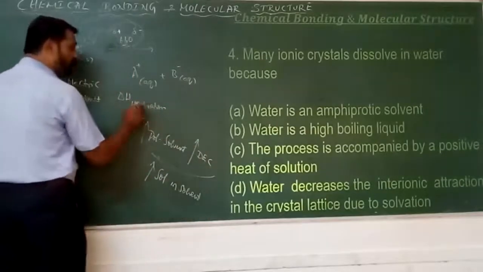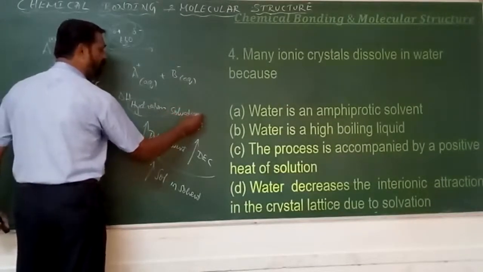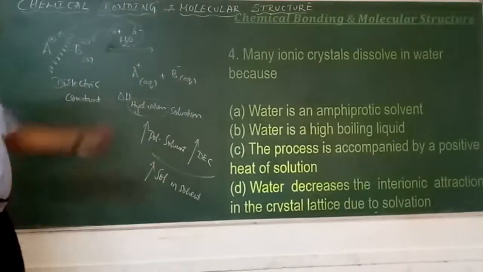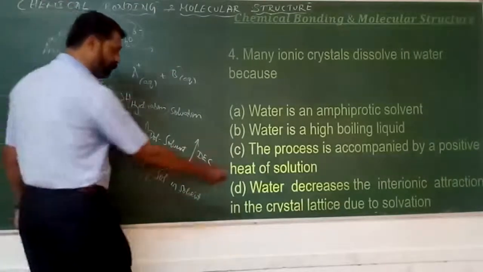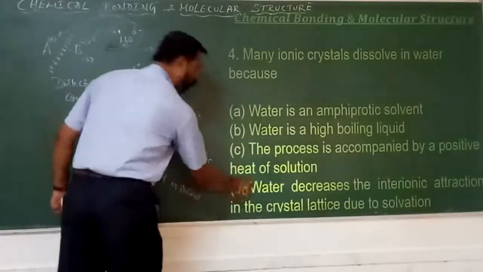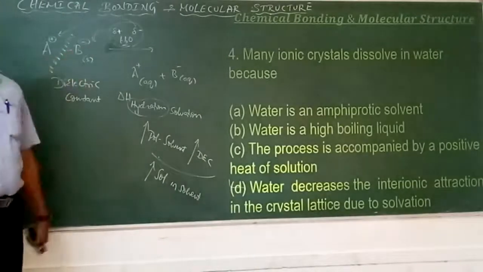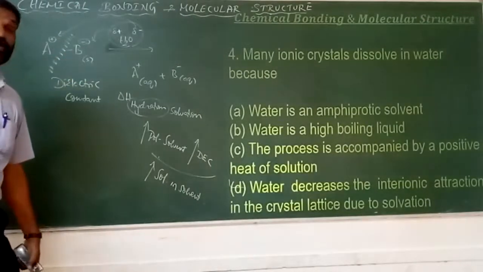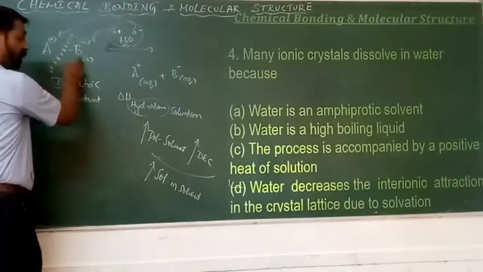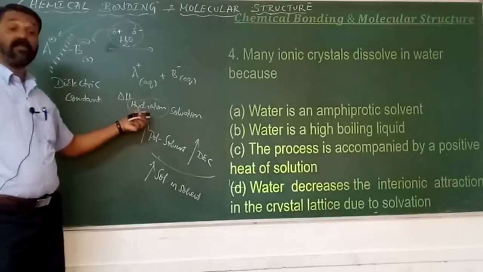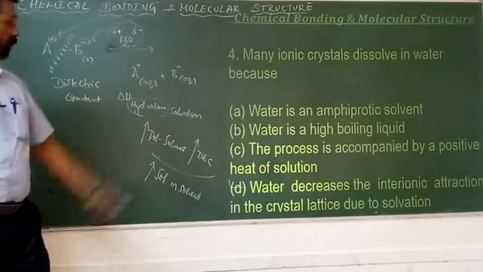As it is particularly the water, it is called as hydration. If it is any non-polar solvent, it is called as solvation. Therefore, many ionic crystals are usually soluble in water. Why? Because the water or the polar solvent decreases the inter-ionic force. Inter-ionic force is also called as electrostatic force of attraction between the oppositely charged ions present in the crystal, that is due to the process called as hydration. Okay, so therefore the option is going to be the D.